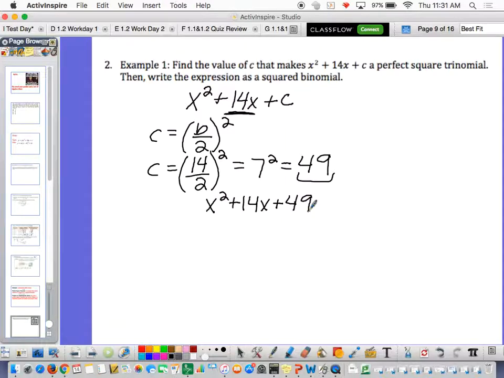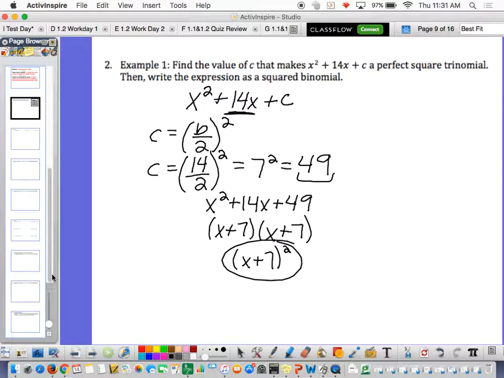Okay? And then, so that's a new trinomial. Then write the expression as a squared binomial. Okay, well hopefully you see that this factors to x plus 7 times x plus 7, which you could write as x plus 7 squared. You should always be able to take a trinomial that is a perfect square trinomial and write it as a squared binomial. If it can't be factored and then written as a squared binomial, you've done something wrong. Okay? So, let's do a couple more like that.